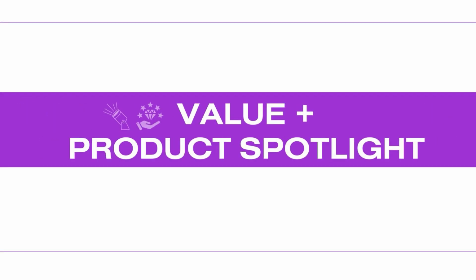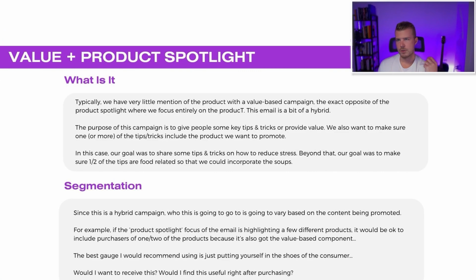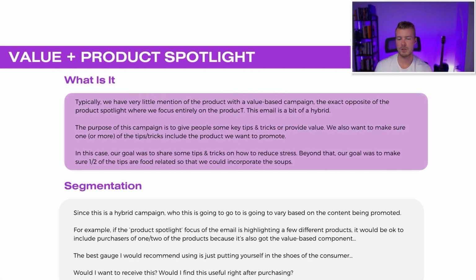Okay, so the next email we're going to review is the value plus product spotlight. So here's an example of that email. And like I said before, I'm going to dive in and explain why this works so well too. So typically we have very little mention of the product in a value-based email campaign, which is the exact opposite of a product spotlight where we're entirely focusing on the product, right? Now this email is a little bit of a hybrid.